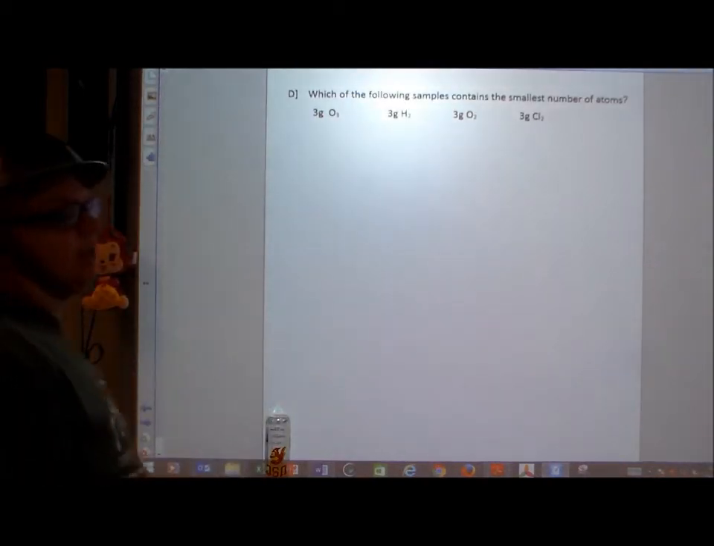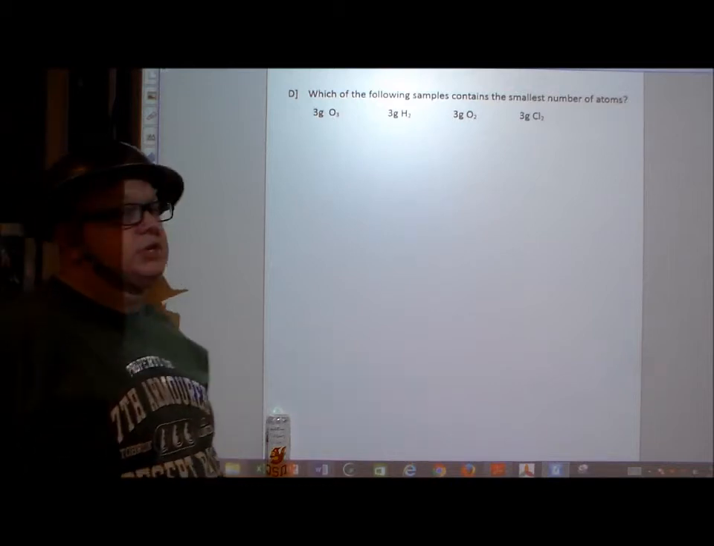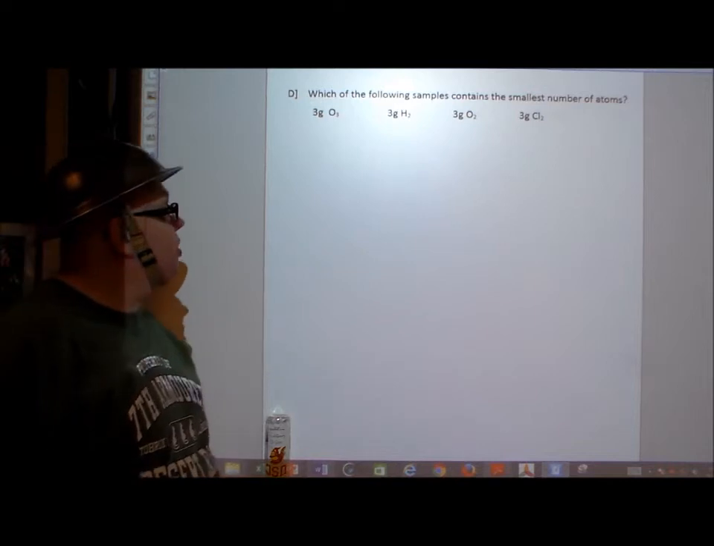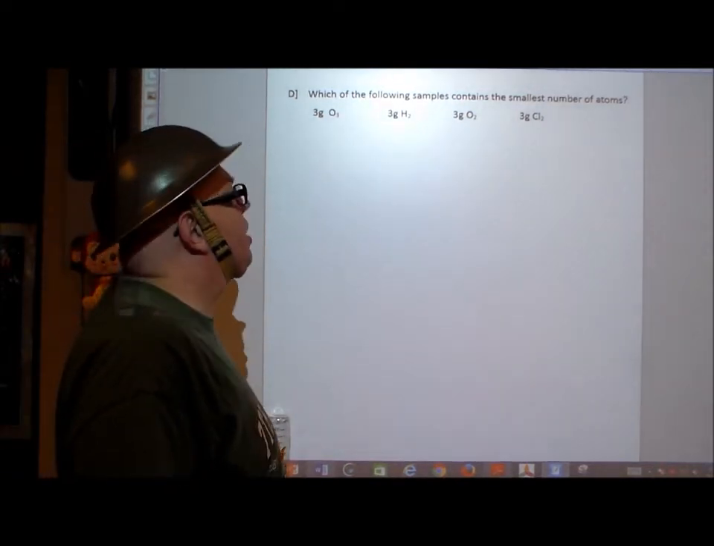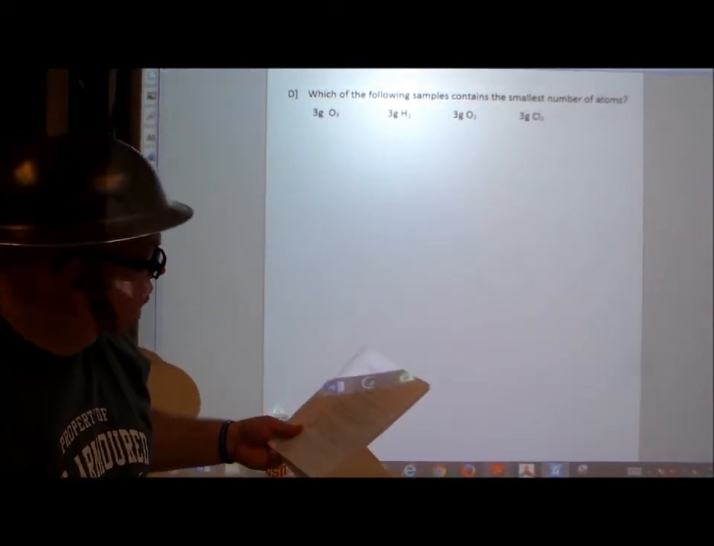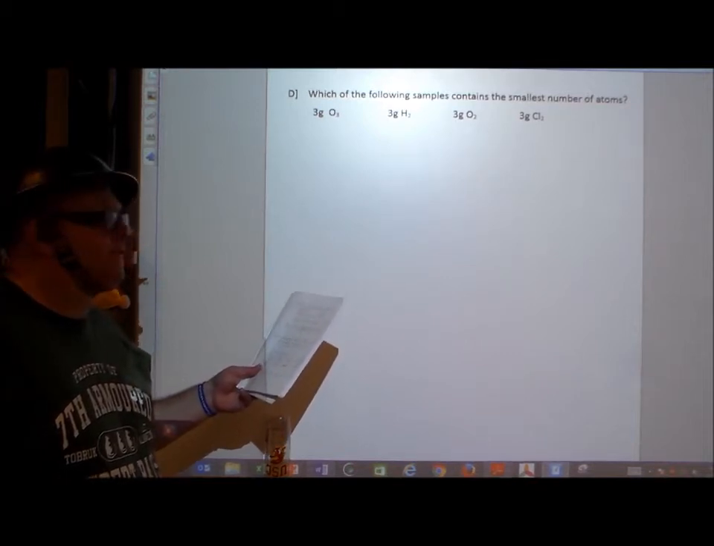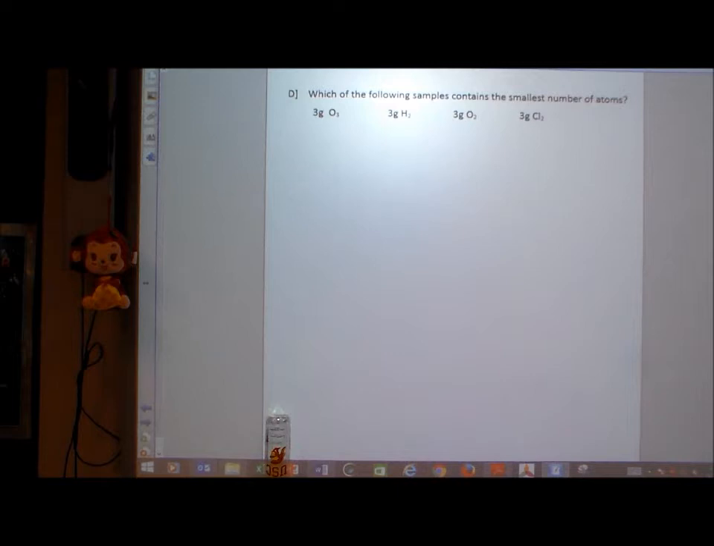Now, this is a little bit more of a challenge. Which of the following samples contains the smallest number of atoms? 3 grams of O3, 3 grams of H2, 3 grams of O2, or 3 grams of Cl2? Ooh. Yeah, tough, isn't it? Well, how do we go about solving a problem like this?